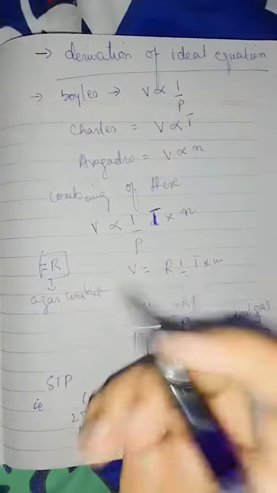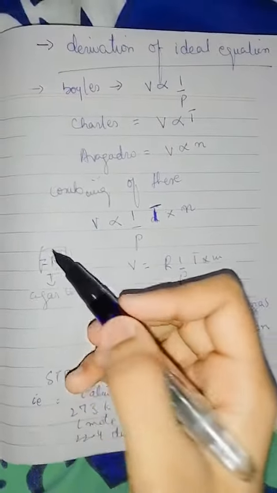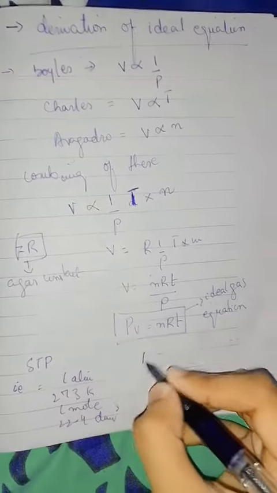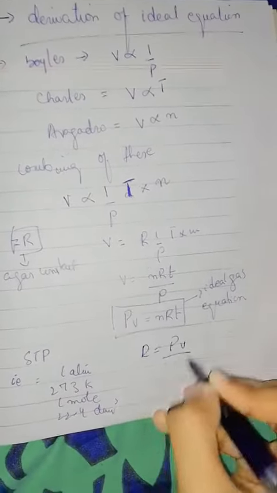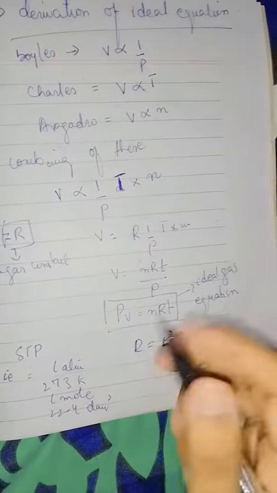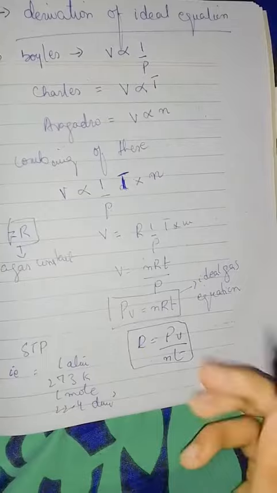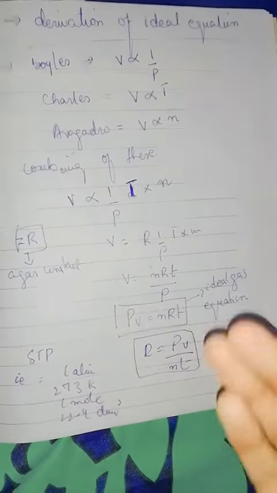If we want to make an equation of R, the constant, here n and T are multiplying, so they will be dividing, so it will be PV upon nT. So that can be the equation of the constant as well, but this is the equation of the ideal gas.